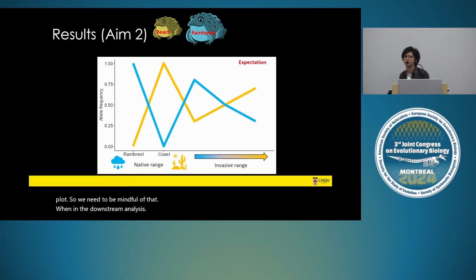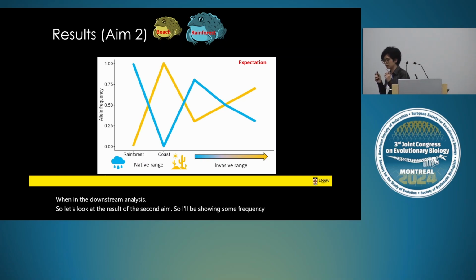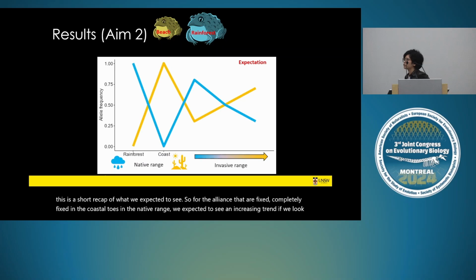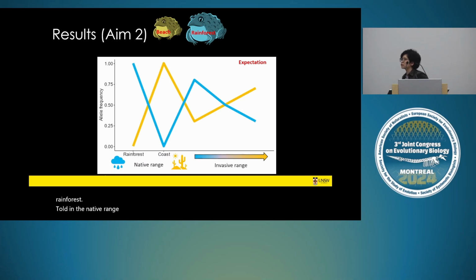So let's look at the results of the second aim. I'll be showing some frequency graphs, and this is a short recap of what we expected to see. For the alleles that are completely fixed in the coastal toads in the native range, we expected to see an increasing trend in the toads from the invasive range. And for the alleles that are completely fixed in the rainforest toads in the native range, we expected to see a decreasing trend in the invasive range from the wet area to the dry area.